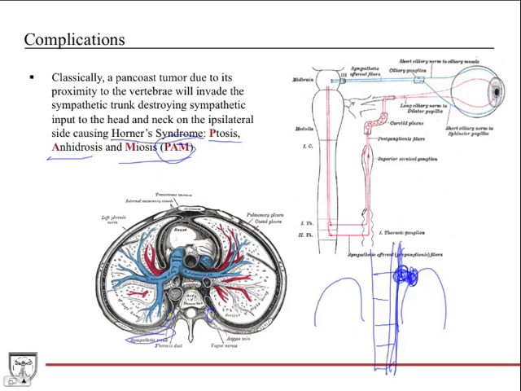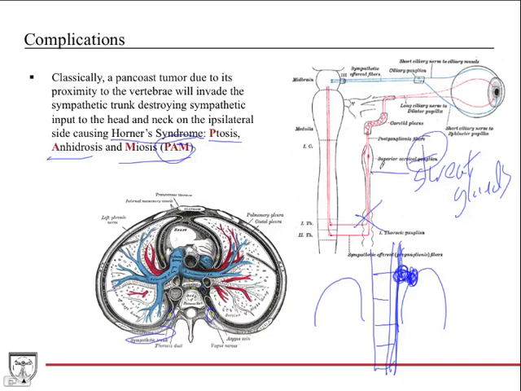So if you have a tumor that comes in and invades the thoracic portion of the sympathetic trunk, you're cutting off the input of these fibers that ascend up here. So what are these fibers going to do? They're going to innervate sweat glands. Some fibers come off here and innervate sweat glands. So these sympathetic fibers are going to stimulate sweat glands, okay?